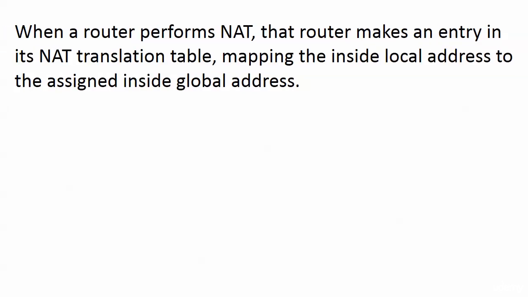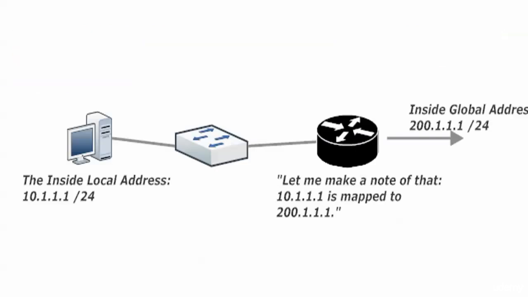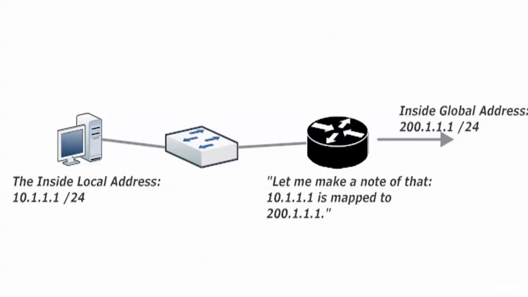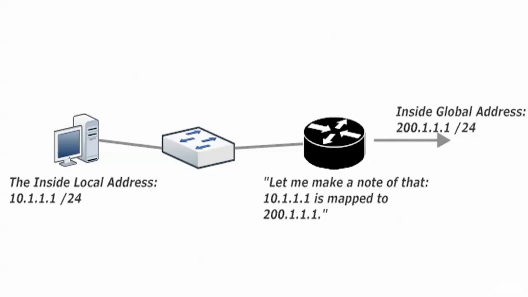Now, the rest of this will all seem straightforward and simple about what happens when NAT is performed. When a router does that, it makes an entry in its NAT translation table, and it maps the inside local address to the assigned inside global address. When we're configuring static NAT and dynamic NAT, you'll see exactly how that assignment takes place. But this is what's going on. Apologies for being a little off center there. What happens is that the router simply says, okay, let me make a note of that. I'm going to map 10.1.1.1 to 200.1.1.1. And it doesn't just pull those out of the sky. We configure the addresses that are to be mapped and translated. And you'll see how when we do our two labs.